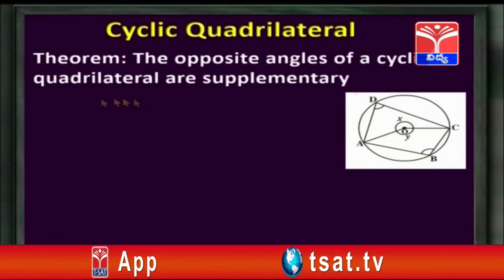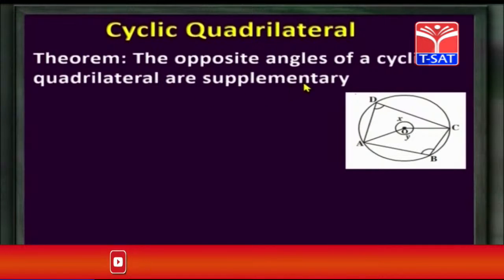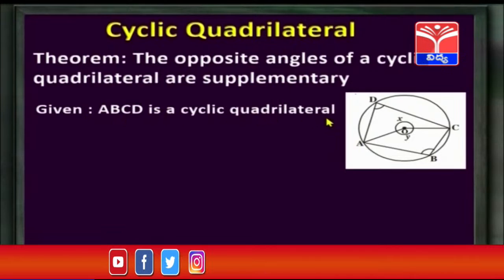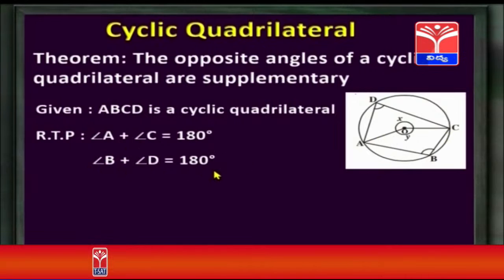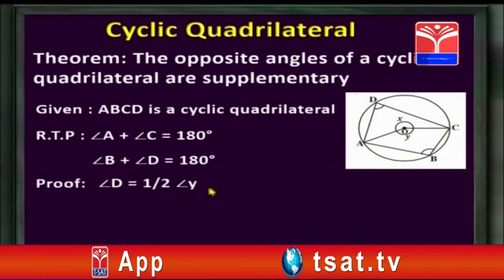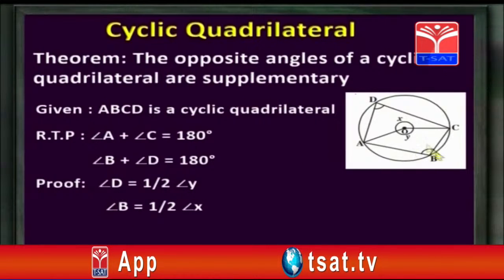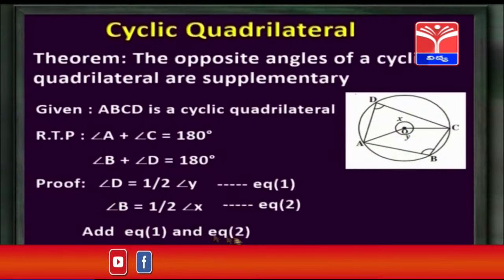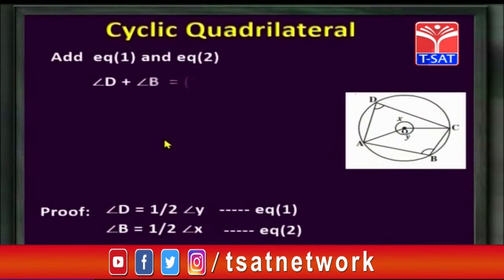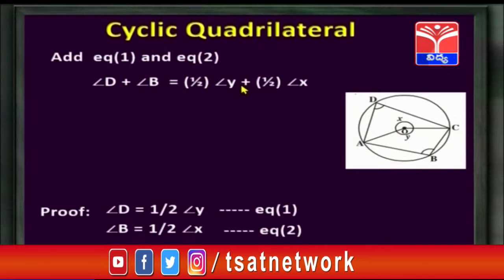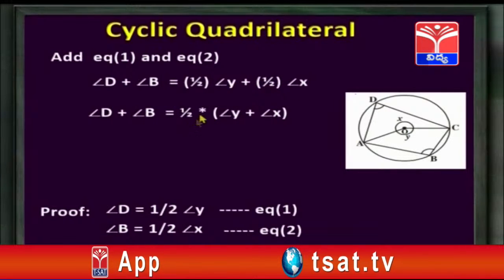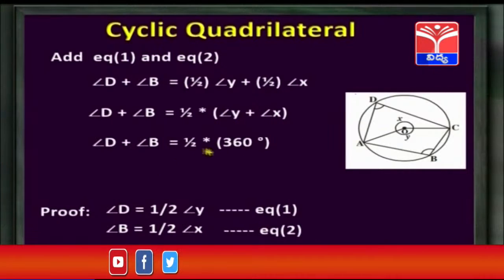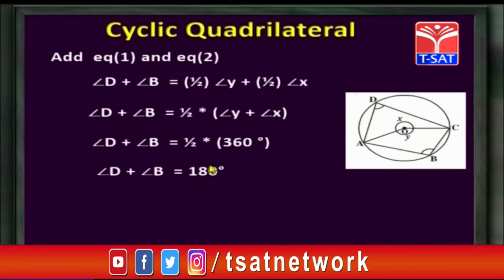Then what is the theorem? The opposite angles of a cyclic quadrilateral are always supplementary. Now given ABCD is a cyclic quadrilateral, what to prove? We should prove A plus C is equal to 180 or else B plus D is equal to 180. Angle D is equal to 1 by 2 angle Y, and also angle B is equal to half of X. So by adding equation 1 and equation 2, we get angle D plus angle B is equal to half into angle Y plus half into angle X. If I take half common, half into angle Y plus angle X. So angle D plus B is equal to half into 360, which is 180 degrees.